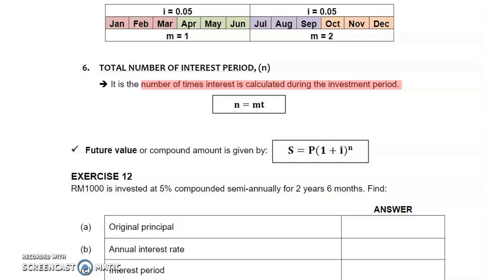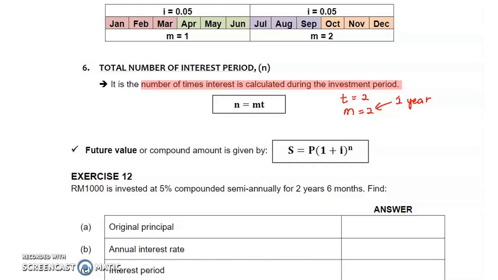Example, say we borrow money from the bank for 2 years, and interest is being compounded semi-annually. If compounded semi-annually, the interest period is 6 months. So within 1 year, we calculate interest twice, so m equals 2. m is the number of times interest is calculated in 1 year. 1 year, 2 times.